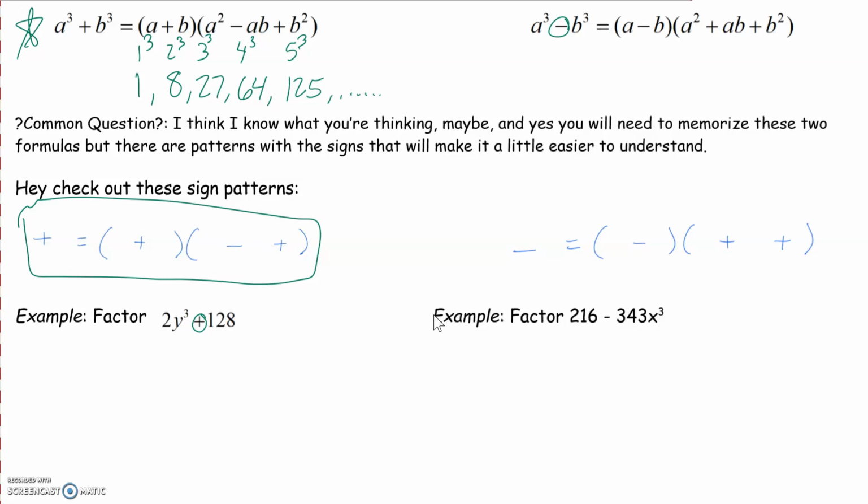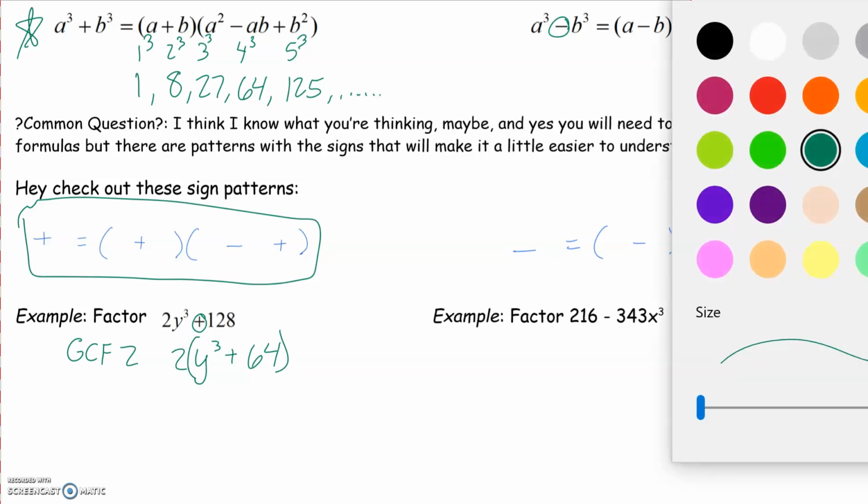All right, so looking at this, I know 128 is not a cube, and 2 is not a cube either. So we need to see if there's a greatest common factor we need to factor out. They are both even, so I'm going to divide out a 2 from both terms. That would leave me with y cubed plus 64. Don't forget, your GCF needs to stay on the outside. All right, now at this moment I have two terms.